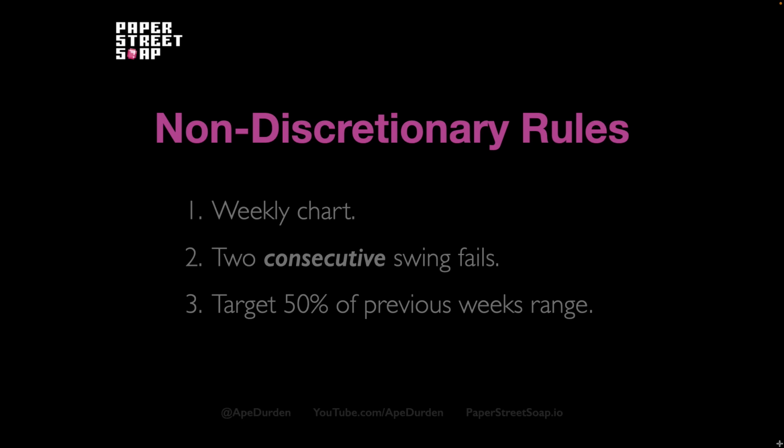Number three, target 50% of the previous week's range. Now, if you've been watching any of my previous market reviews or any other educational lessons or caught up with any of the charts that I post on Twitter, you would see that I mark out the previous week's range, and you will know where the middle of that is. Okay, so these are the three rules that you cannot change. Weekly chart, two consecutive swing fails, target 50% of the previous week's range.